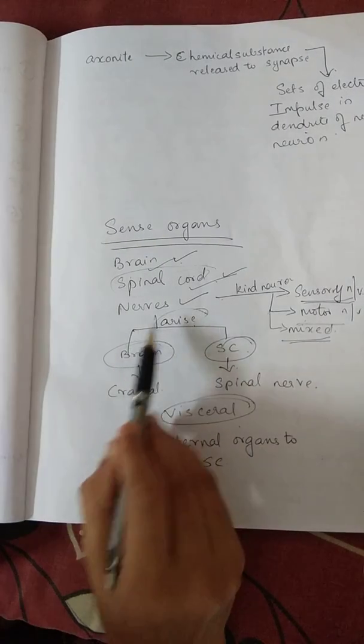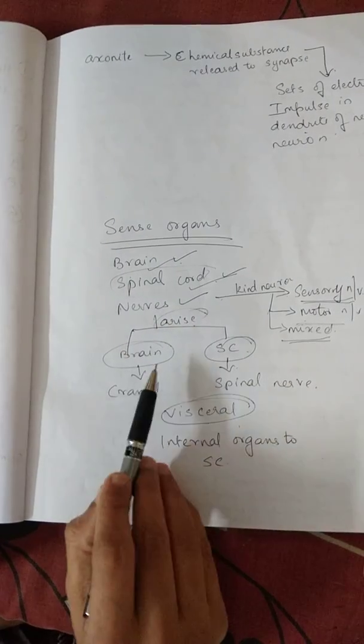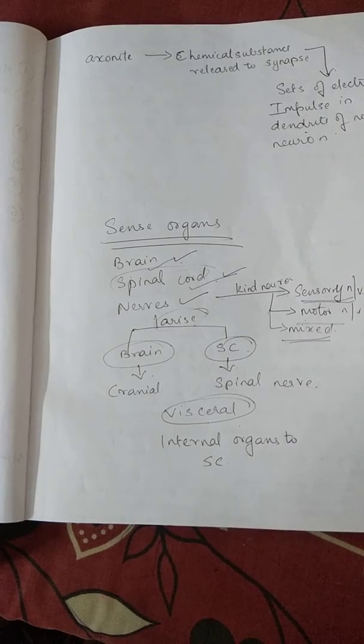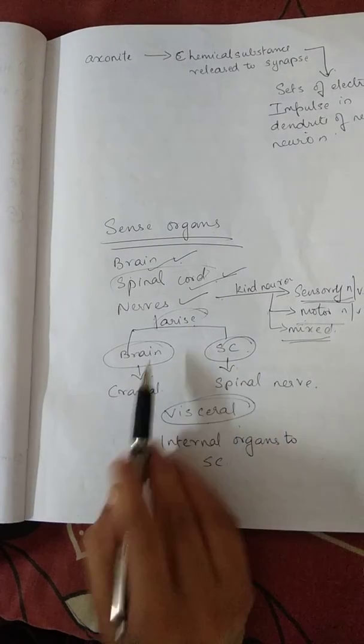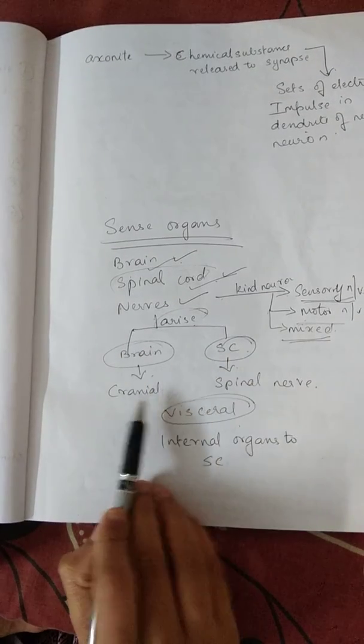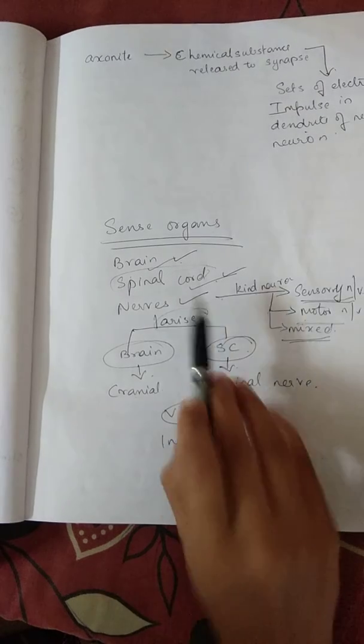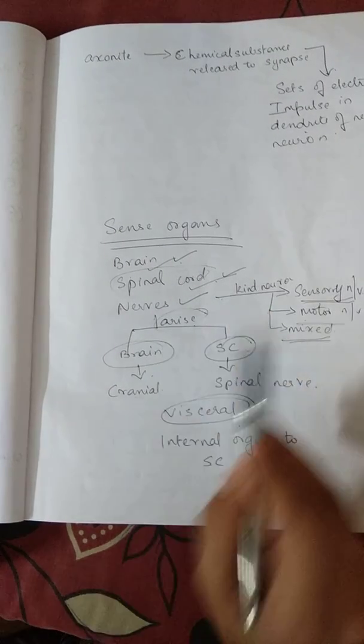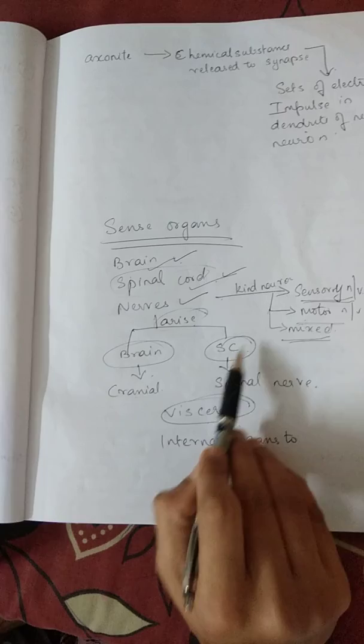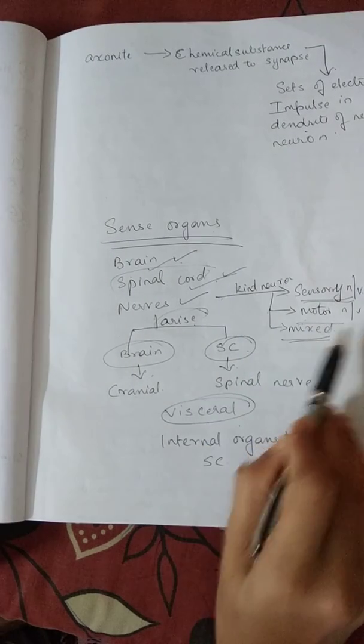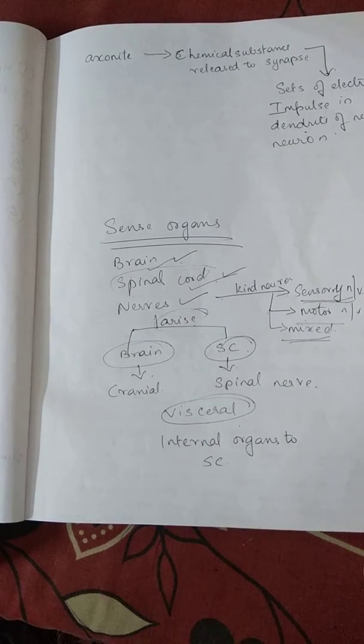So nerves, based on where they are starting from or going to, can be divided into cranial nerves and spinal nerves. And based on what kind of neurons they are made up of, they are divided into sensory nerves, motor nerves and mixed nerves. So how does the nervous system work?